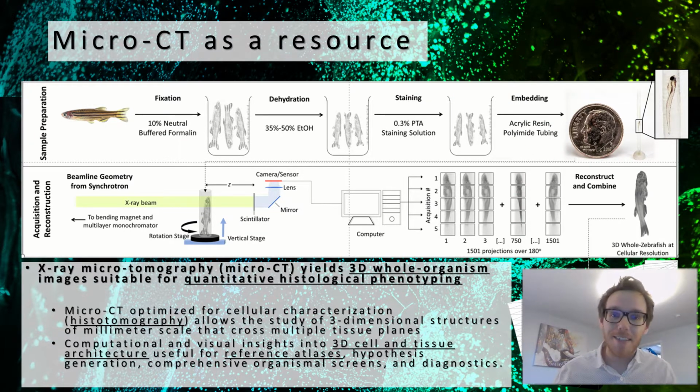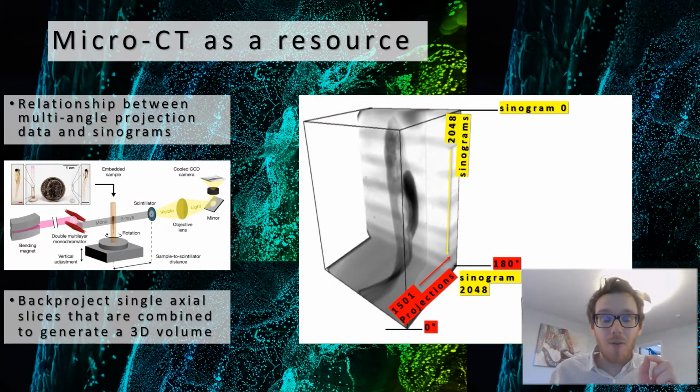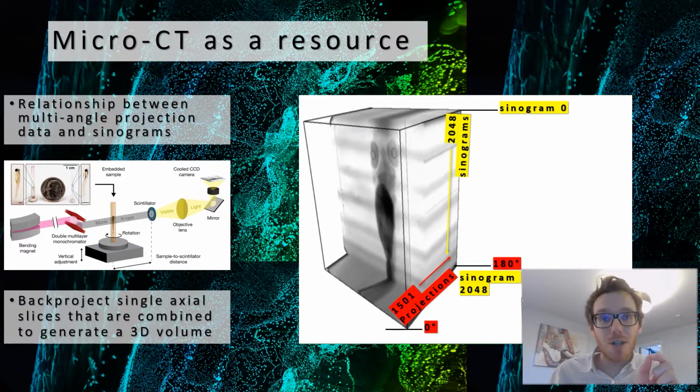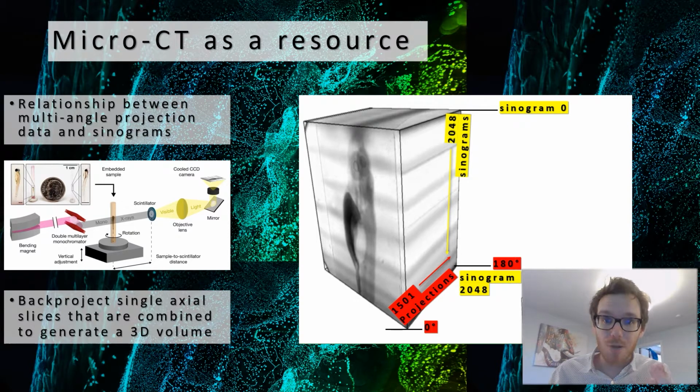Micro CT is an X-ray based imaging modality. That generally means for our samples, you need to stain with a heavy metal, and that heavy metal will attenuate X-rays and generate signal. After embedding our samples in a rigid acrylic resin, we put them in the path of an X-ray beam and image the sample by rotating it around 180 degrees, and we take an image at each fraction of a degree to generate 1501 projections or images.